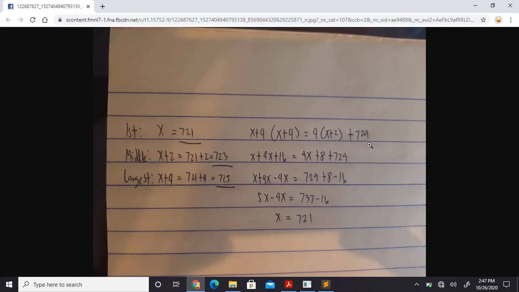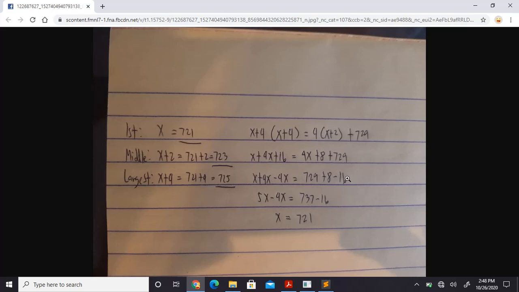By doing basic algebra and combining like terms, the final solution would be 721. This would become the smallest consecutive odd integer. Then by plugging 721 into x, 721 plus 2 would be 723 for the middle. 721 plus 4 would become 725 for the largest.